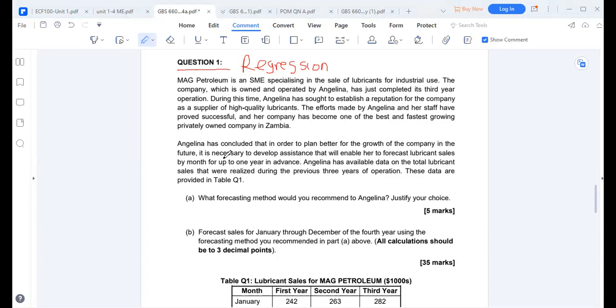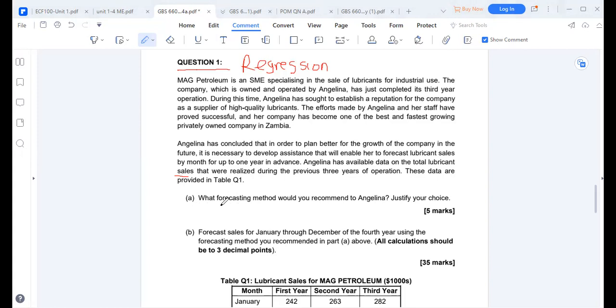Angelina has concluded that in order to plan better for the growth of the company in the future, it is necessary to develop a system that will enable her to forecast lubricant sales per month for up to 1 year in advance. Angelina has available data on the total lubricant sales that were realized during the previous 3 years of operation. These data are provided in the table. Okay, so we have the data that has been provided in the table here.